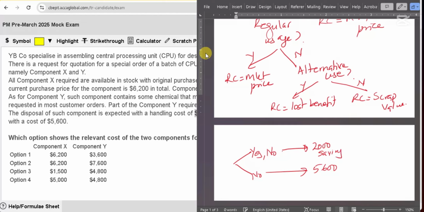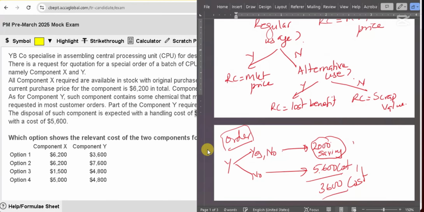Why is it saving? When you are considering this order for material Y, if you did not take this order, you have to dispose it at a cost of 2,000. Since you are taking this order, you can save this 2,000. Right. Whatever is not in the inventory, you have to buy from the market at a cost of 5,600. If I assume it is of equal proportion 1:1, then the total cost is going to be 5,600. This is saving, this is cost. Usually all are cost. The previous 6,200 is a cost. In this case, we have a special case. A cost is being saved because of this order. So the net amount is going to be 3,600 cost. 3,600 cost, option 1.